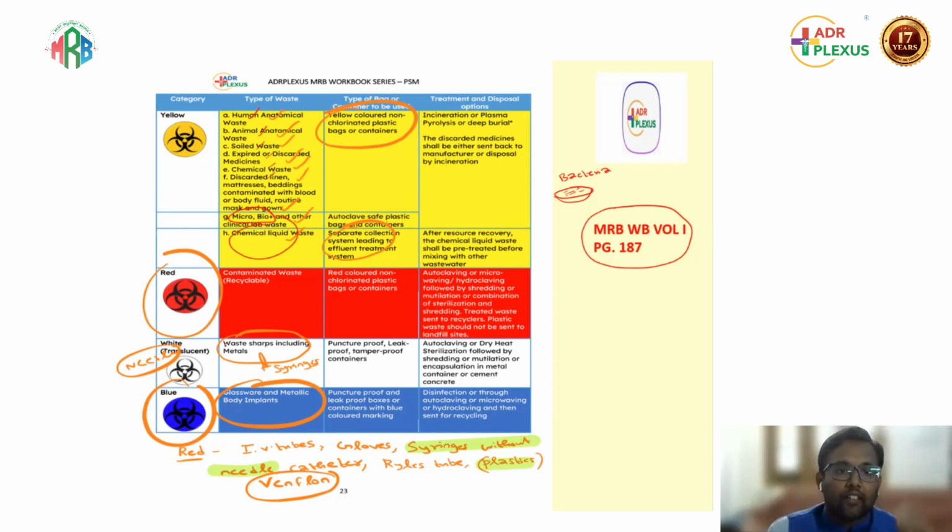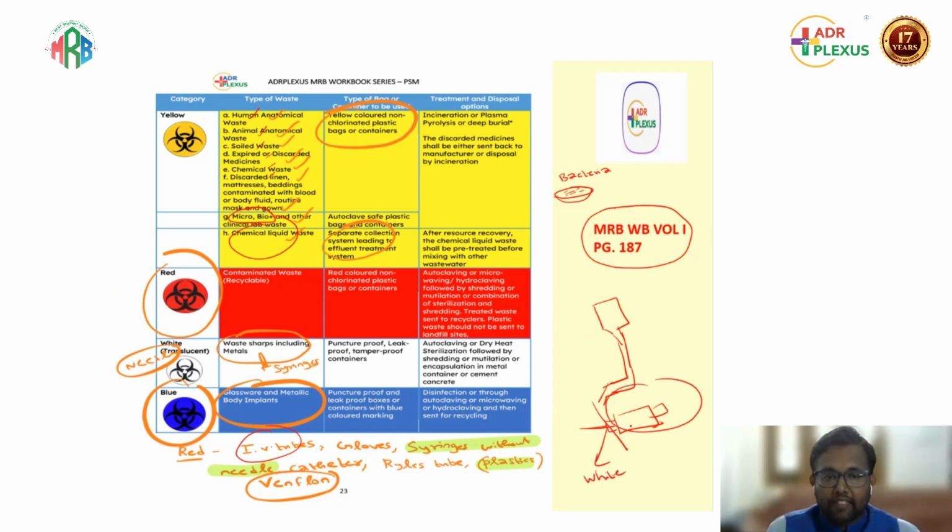So what is in red color? In red color, you have to include the IV tubes, intravenous tubes. You are treating a patient, you have an IV bottle, and from this bottle you have an intravenous tube. Then if you are giving some injection to the patient, this needle will go into white. Except the needle, all these plastic syringes and everything will go into red.